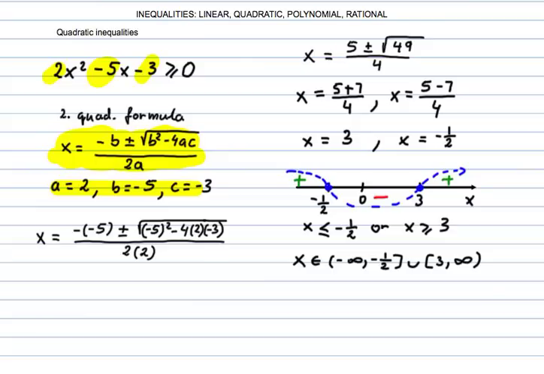So negative and -5 gives you just 5. Then you do the math inside. You have 25 plus 24, so this is why you have 49. So you have possibility for 2 roots. When you simplify square root 49, you get 7. So x is either 3 or x is -1/2.